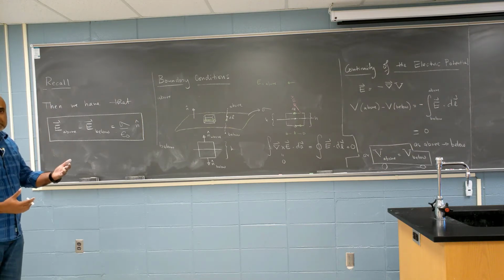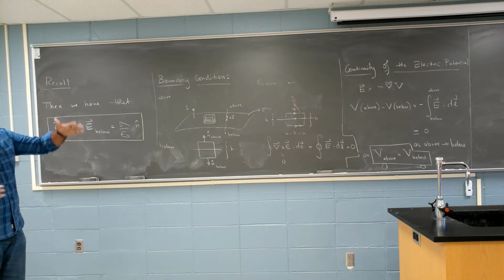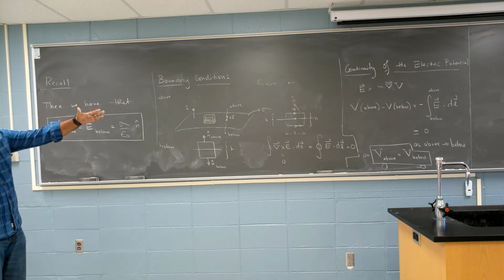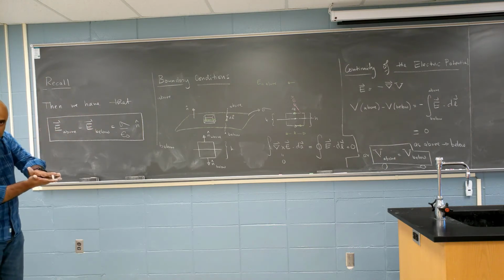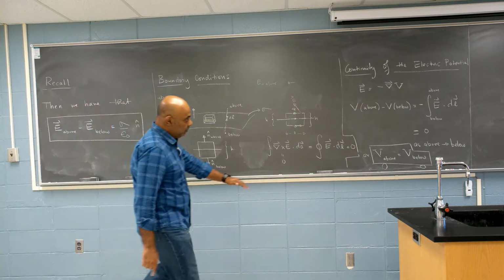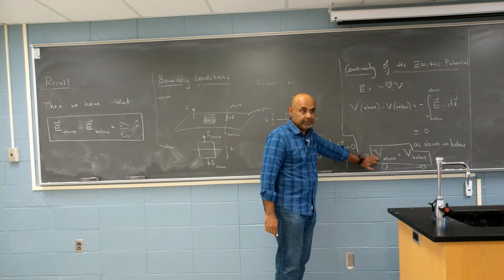Now remember, all these statements, the tangential component, normal component, all of that, when I say above, below, I really don't mean above, below. I mean when you take the limit as the above portion reaches the surface and the below portion reaches the surface. So the potential here must be continuous across a boundary.